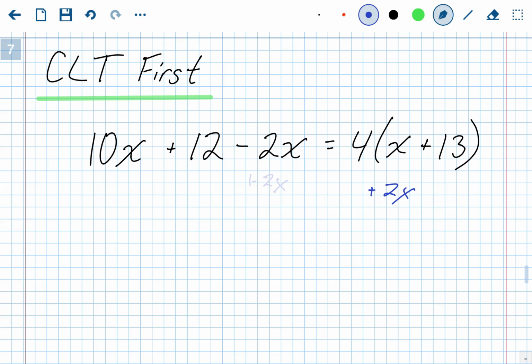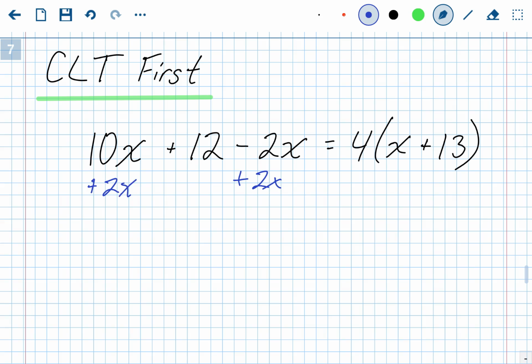Because we haven't finished the first step, which is to simplify both sides of the equation as much as possible. We haven't done that yet. Now what you don't want to do is, since the 10x and the negative 2x are on the same side, you don't want to use inverse operations. You just want to combine like terms. So don't do plus 2x and plus 2x. You can't do that because you're changing the problem.